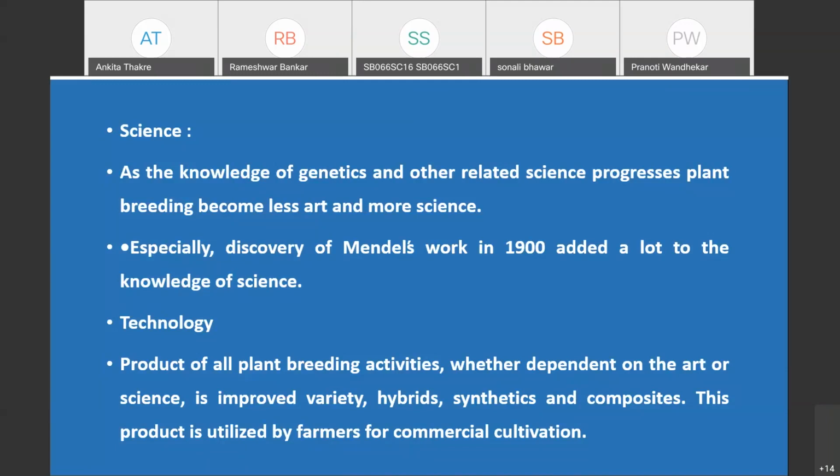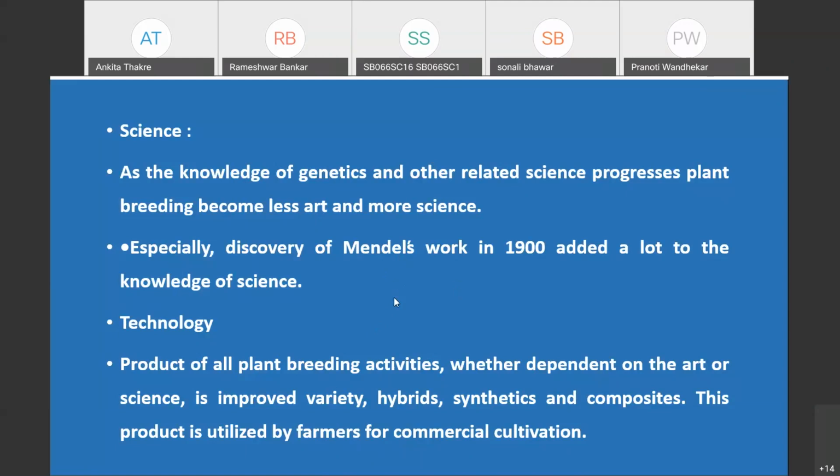That means Mendel's work in 1900 added a lot to the knowledge of science. After the discovery of the law of inheritance, how the characters were transferred from one generation to another generation was predicted by Mendel in 1900.